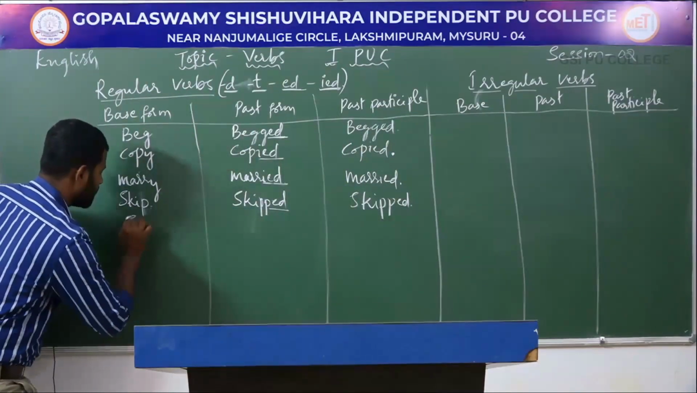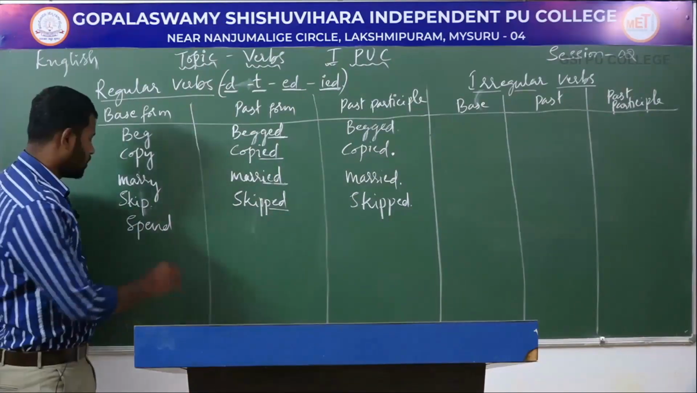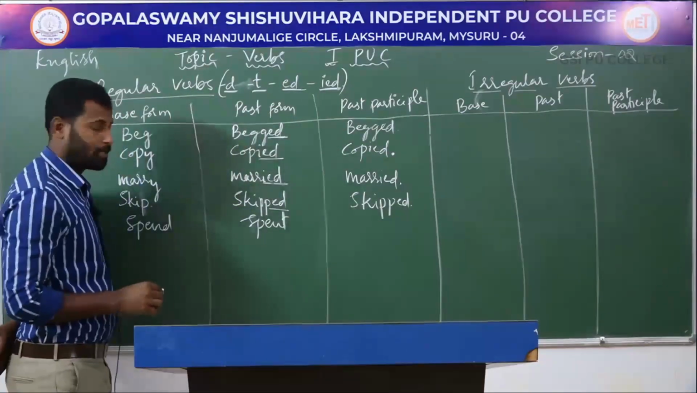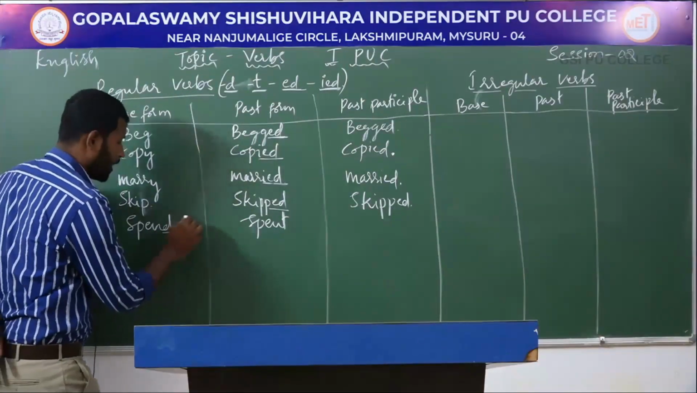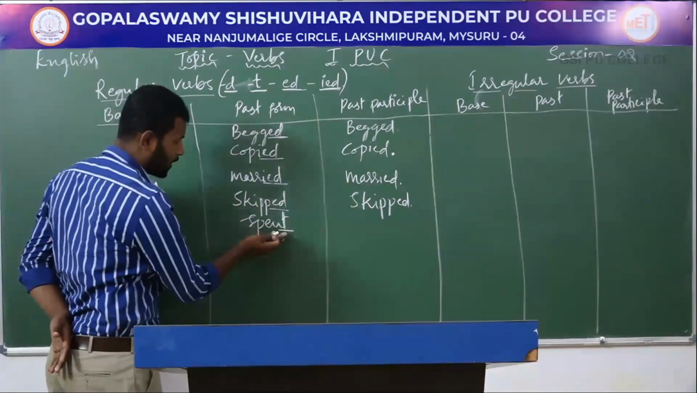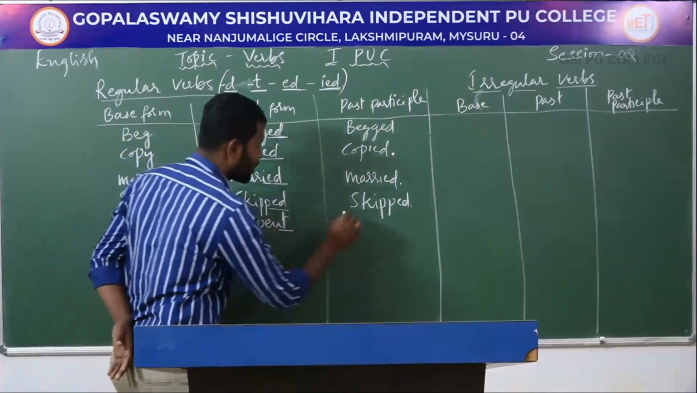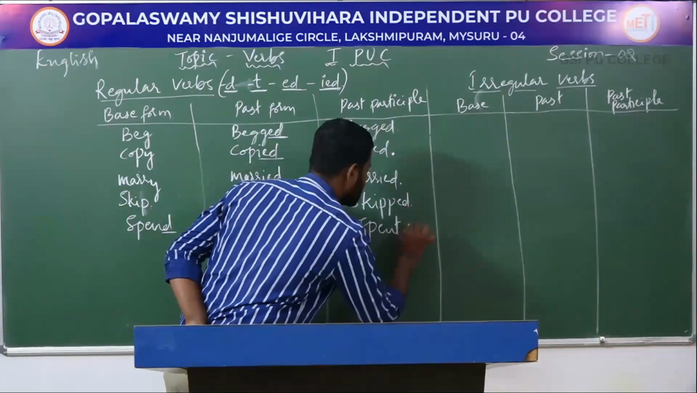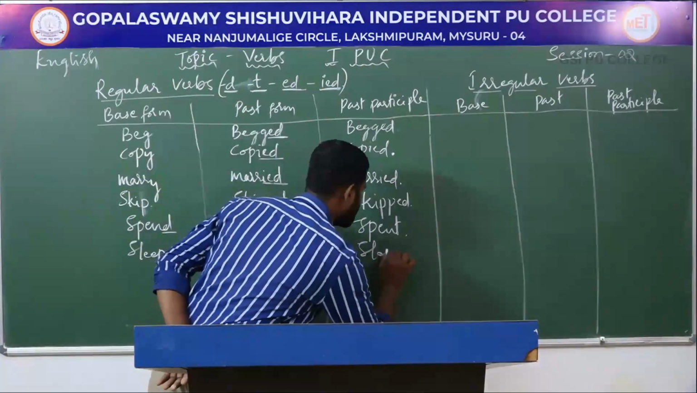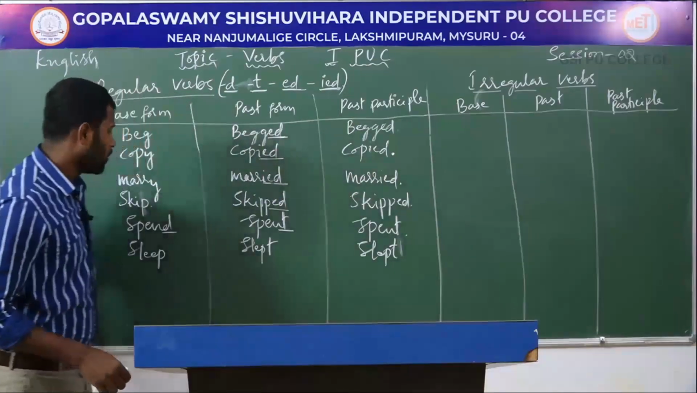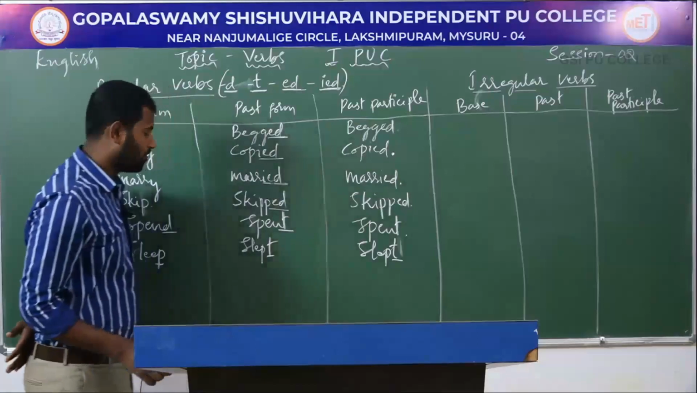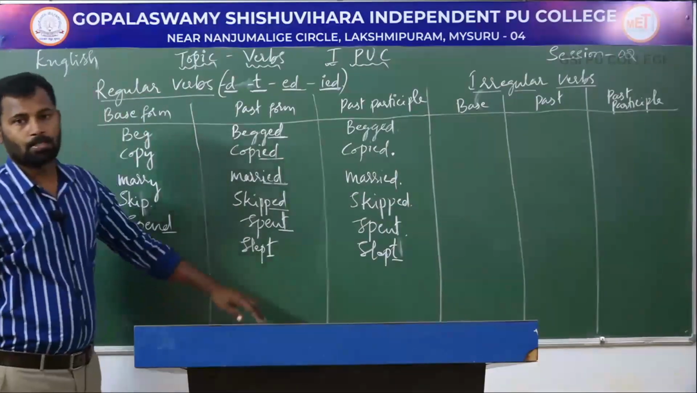Next you have spend. Spend, spent. Here the verb spend has taken the suffix t to change to past. Spend, spent and spent. Sleep, slept and slept. So here the verb sleep has taken t, the suffix t to change to past.